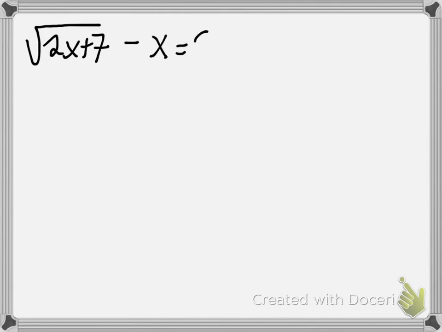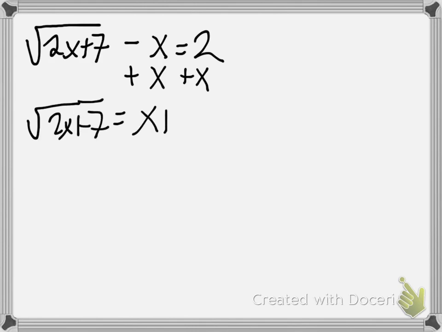All right, let's take a look at the next one, number 19. We have the square root of 2x plus 7 and we have to subtract x, and that has to equal 2. All right, the first thing we're going to do, of course, is to add x to both sides. So we get the square root of 2x plus 7 is equal to x plus 2. So now we're going to square both of these. Okay, and we get the 2x plus 7.